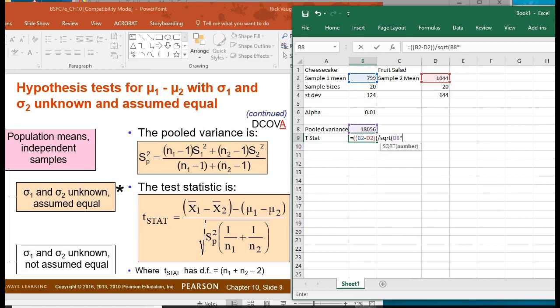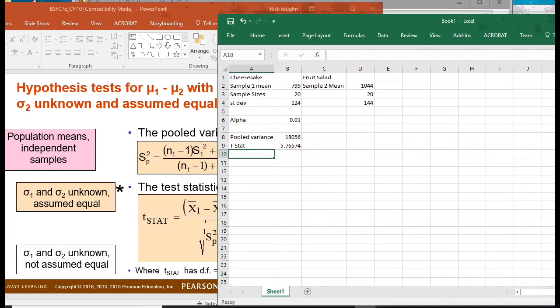And now I'm going to do multiplied times parentheses 1 divided by n1 plus 1 divided by n2. And close parentheses for the 1 over n1 plus 1 over n2. Close parentheses for the square root. And that should be it. I don't really need a parentheses around the square root because that's the only thing in the denominator here. All right, so our t-stat is negative 5.76.